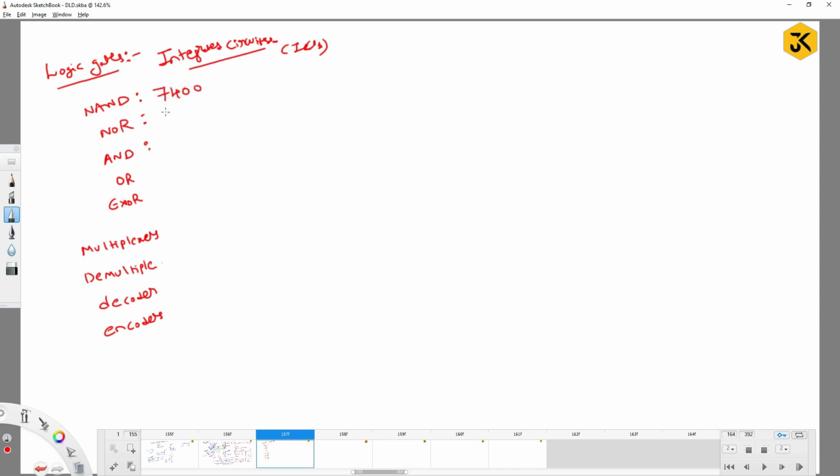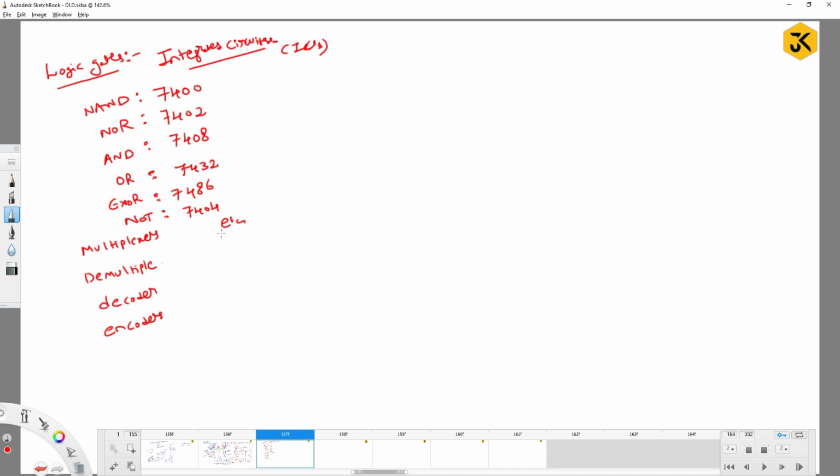7400. For NOR gate, 7402. For AND gate, 7408. For OR gate, 7432. For XOR gate, 7486. Similarly, NOT gate is there. For NOT gate, 7404. So like this, we have various kinds of gates. For all those gates, they have implemented various kinds of circuits, right? Those circuits we are going to simply use, and if you properly connect them, they will work as a NAND gate, or as per the given circuit you have used, right?